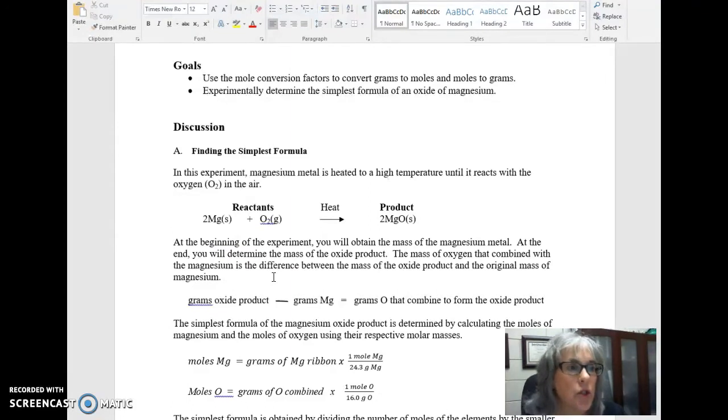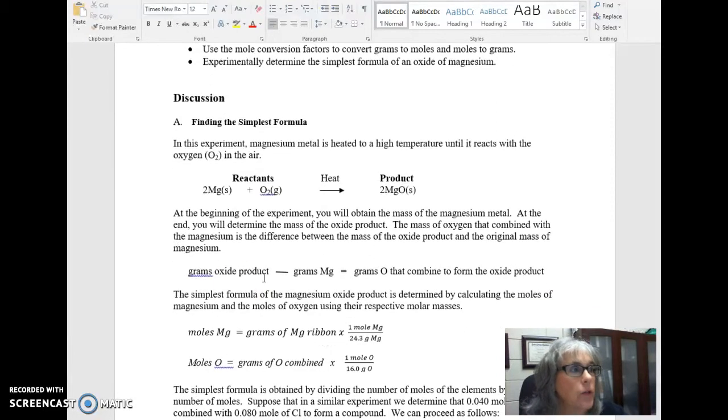The mass of the oxygen that combines with the magnesium is the difference between the mass of the oxide product and the initial beginning mass of magnesium. So the grams of oxide product minus the grams of magnesium will give you the grams of oxygen that were added to your product. The simplest formula of the magnesium oxide product can be determined by calculating the moles of magnesium and the moles of oxygen using their respective molar masses.